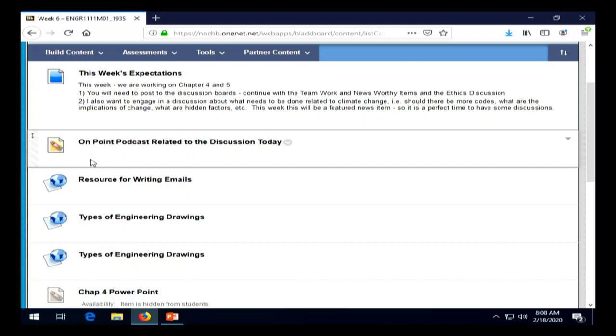So as we are working with it, I've got a discussion board related to climate change and talking about standards, codes, international regulations, international agreements, those aspects, because it does affect every engineering discipline. It affects all engineering disciplines.